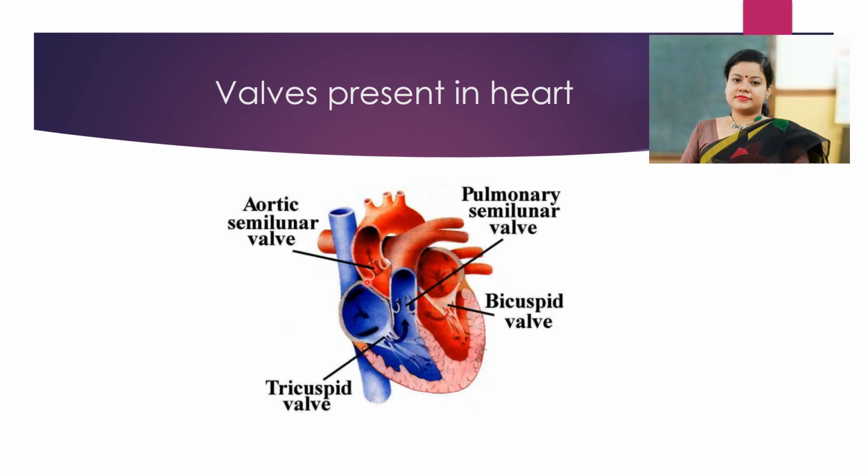There is an aortic semilunar valve that lets the blood go from the left ventricle to the aorta but prevents the backflow. And there is the pulmonary semilunar valve. The pulmonary semilunar valve lets the blood go from the right ventricle through the pulmonary artery towards the lung but prevents the backflow. So these are the valves present in the heart.